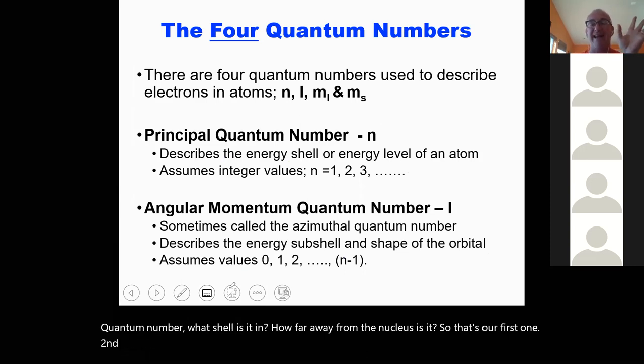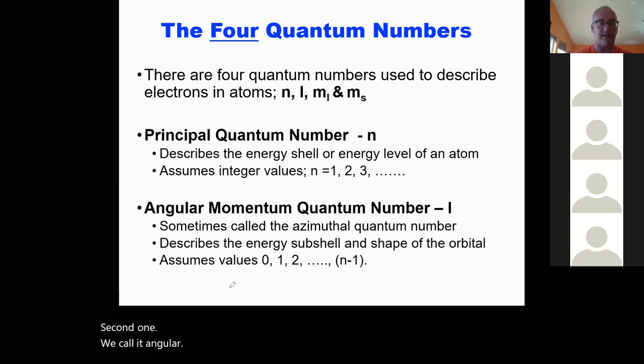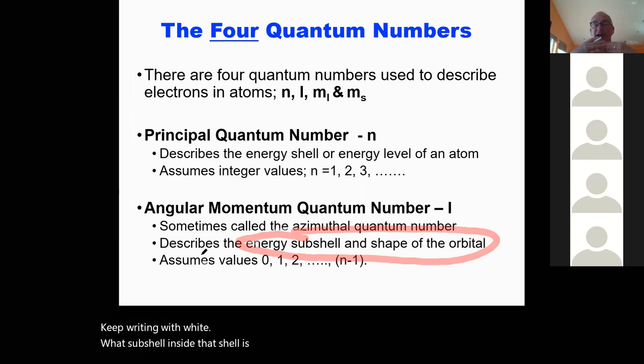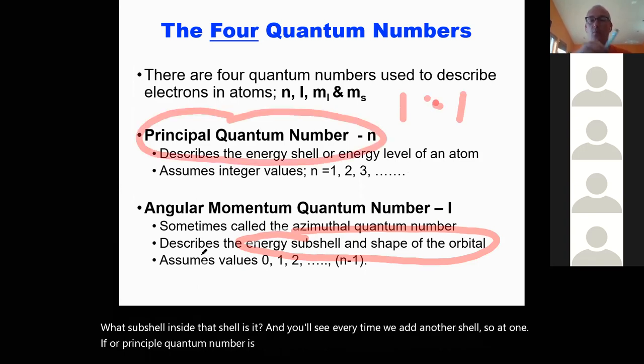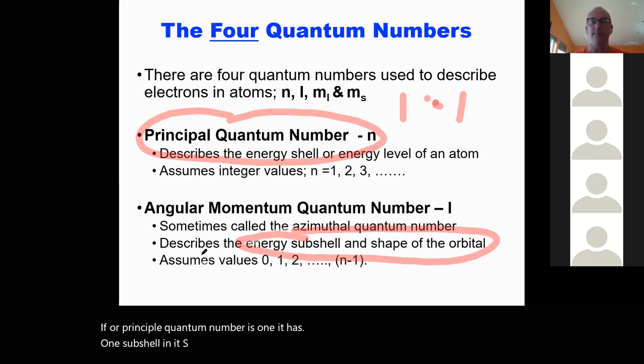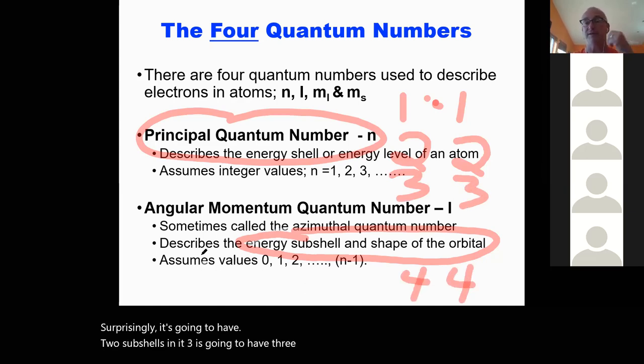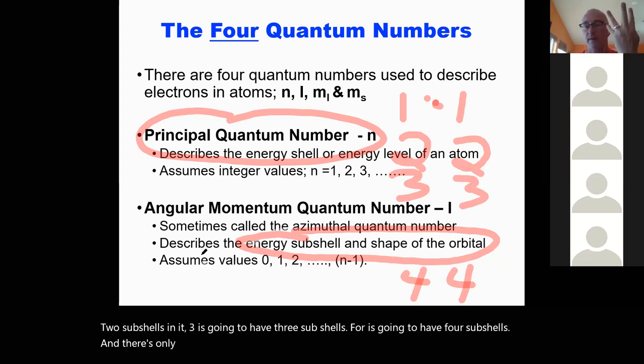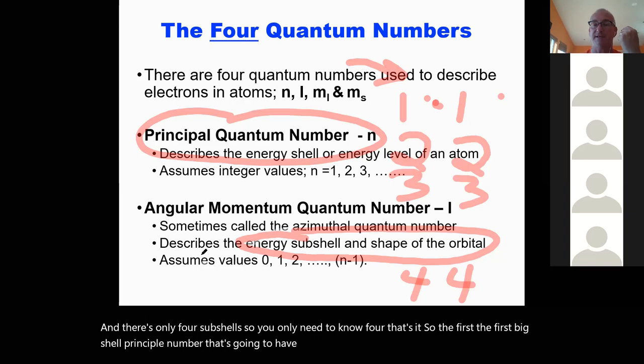Second one, we call it angular. Now that tells us what subshell inside that shell is it? And you'll see every time we add another shell, if our principal quantum number is one, it has one subshell in it, S, that's it. When we move to two, surprisingly, it's going to have two subshells in it. Three is going to have 3 subshells. Four is going to have 4 subshells. And there's only 4 subshells, so you only need to know 4. That's it. So the first big shell, principal number 1, is going to have 1 subshell in it, S.